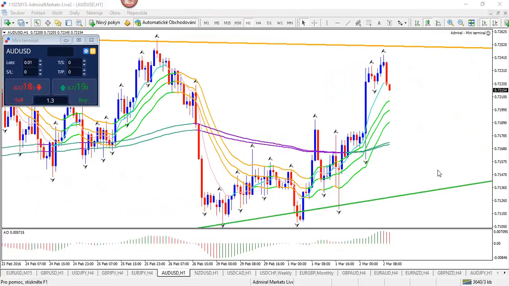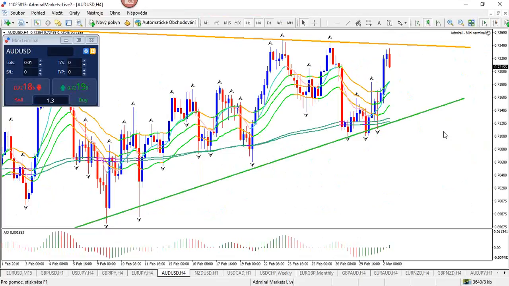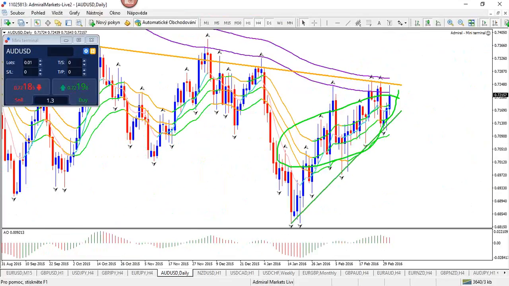Now, eventually, we're going to get a breakout. I don't know when, how long it's going to take. Ranges can take long. You can see this has been a mess for weeks already now. So let's see when we get the breakout on the Aussie.